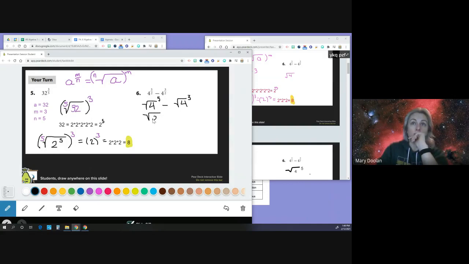Rewriting 4 as 2 squared to the 5th power minus 2 squared to the 3rd power. The square root of 2 squared, the square root and the square cancel each other out. You're left with 2 to the 5th power minus, again, the square root and the squaring cancel each other out. You're left with 2, and the 3 is still here, so 2 to the 3rd power. We've already figured out what both of these powers are in this last problem.